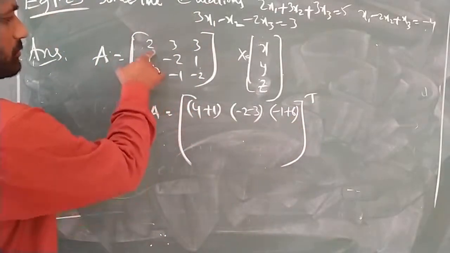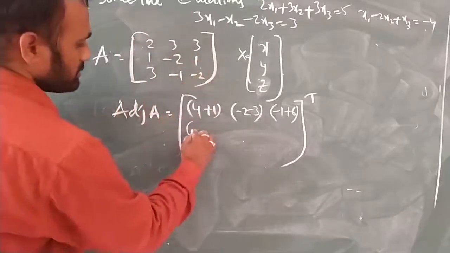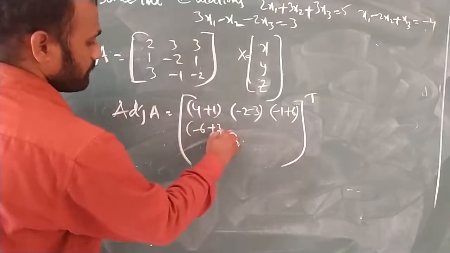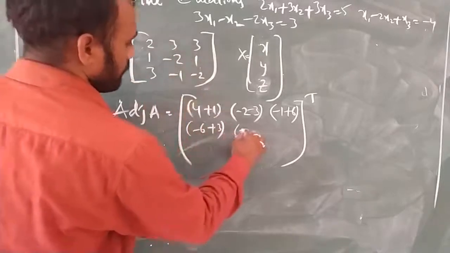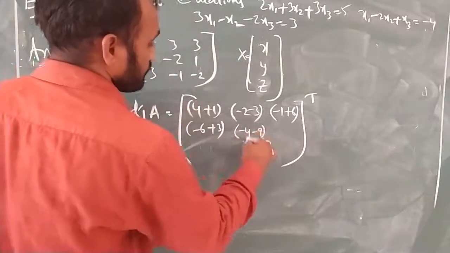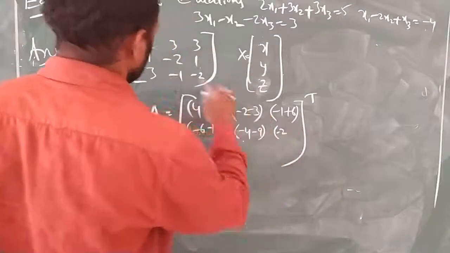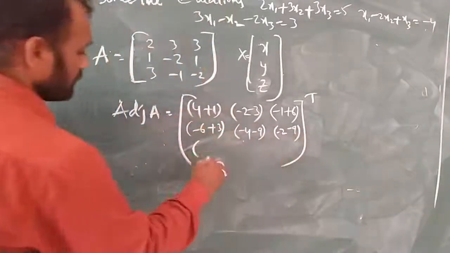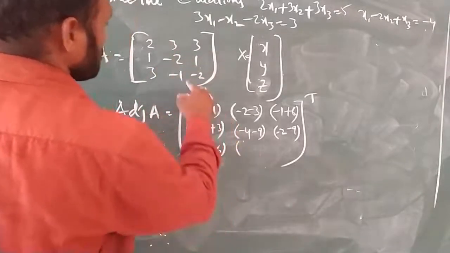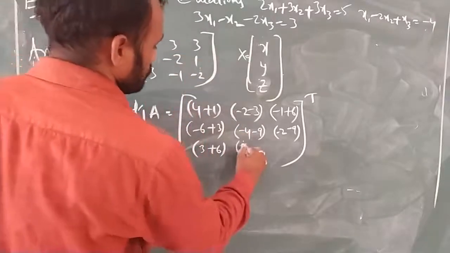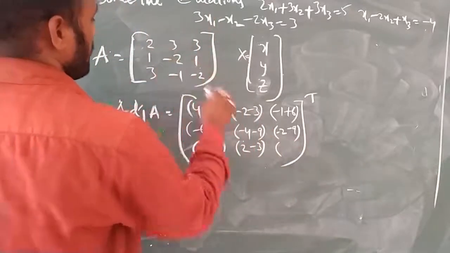So everywhere we use the AD minus BC formula. If I want this one, I need to delete this column as well as this row. So it will be minus 6 plus 3. Next, if I want this, I have to delete this row and this column, minus 4 minus 9. Delete this row, this column, so minus 2 minus 9. Next, to get this, 3 plus 6. Next, 2 minus 3. To get this, minus 4 minus 3.